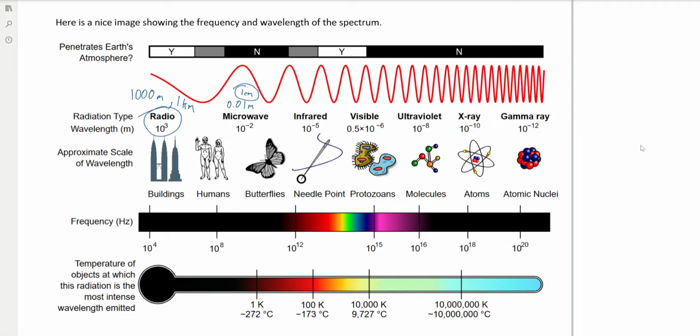Okay, infrared. It's past red on the visible spectrum. So the visible spectrum has red on one side and blue/purple on the other side. So infrared is past red. We use this for remote controls.